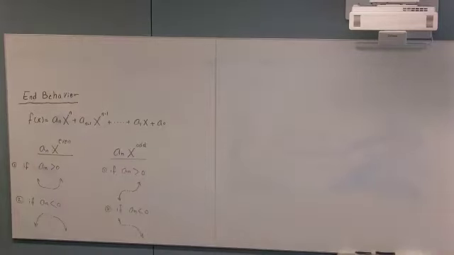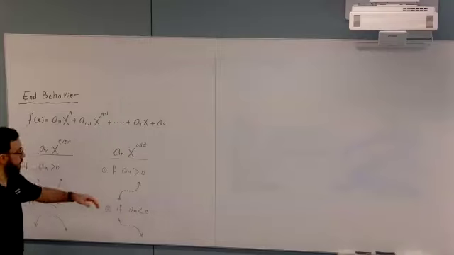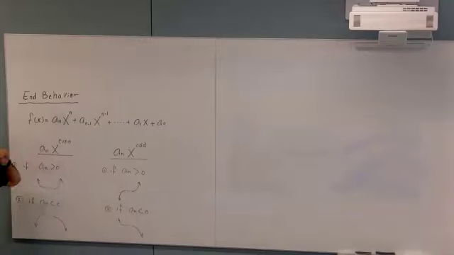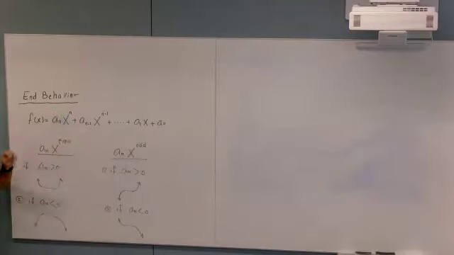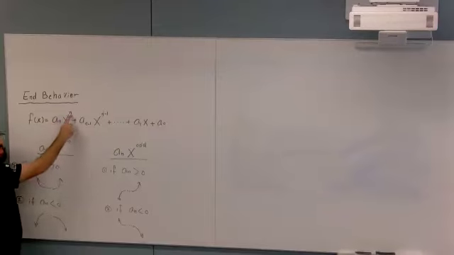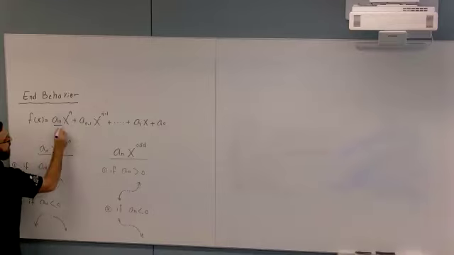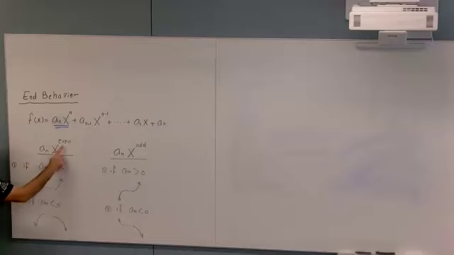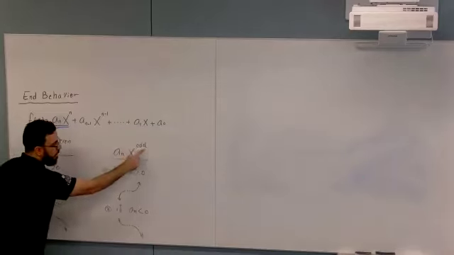By just looking at the polynomial function, you're going to learn how the end behavior of the function looks. This is the general form of the polynomial function. We're going to focus on the highest exponent, its coefficient, and the degree. I have two cases: the degree is even, or it's odd.